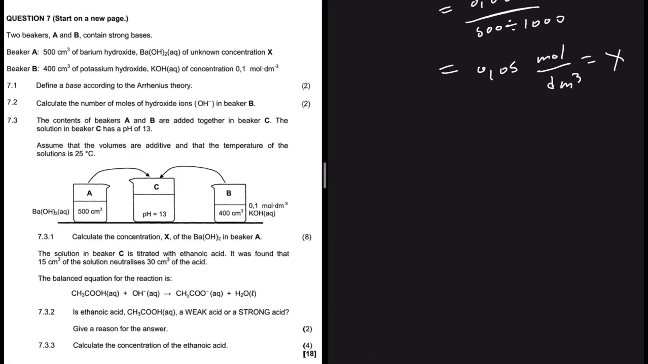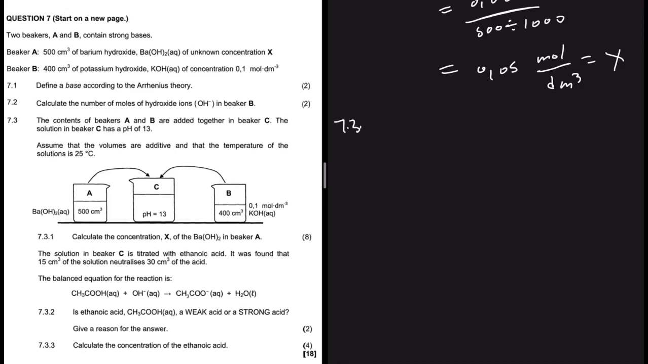7.3.2 starts with a statement that says the solution in beaker C is titrated with ethanoic acid. It was found that 15 cm³ of the solution neutralizes 30 cm³ of the acid, and then we are given a balanced equation.